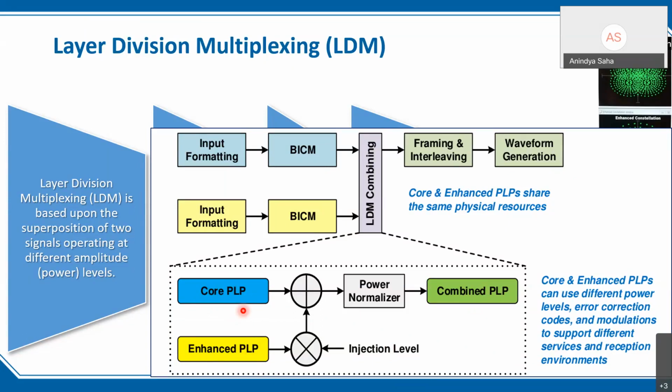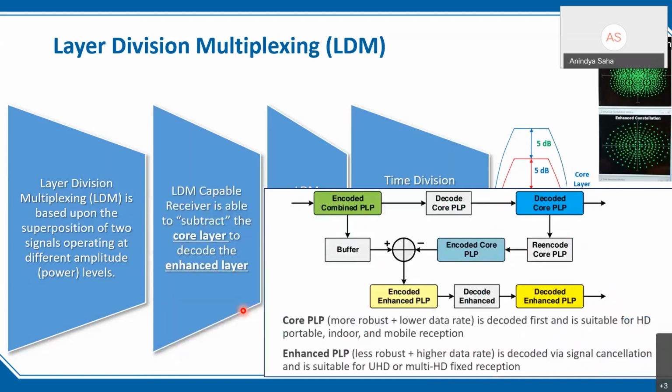Now, when this is transmitted, how does a receiver receive? A receiver which is LDM capable first has to decide whether it wants the core layer or the enhanced layer or whether it wants both. If you look at this spectrum, you see that the core layer is riding on the top and the enhanced layer is below it. So one of the things which comes straight away is the fact that the signal to noise ratio of the core layer is far, far superior to the enhanced layer.